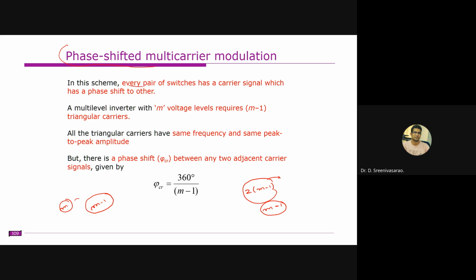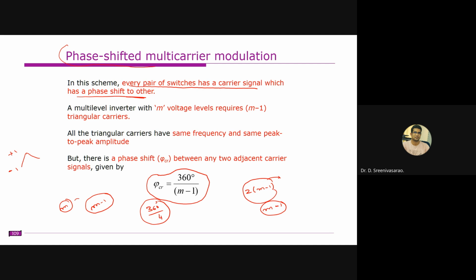So each switch pair has a carrier signal, which has a phase shift relative to the others. Each carrier signal varies from +1 to -1, and you need to maintain a phase shift between the carriers. How much phase shift is required depends on the number of levels. If you have a 5 level inverter, it is 360 degrees divided by 5 minus 1, which is 4. So you need to maintain 360 degrees by M minus 1. That is the phase shift angle you are supposed to maintain.